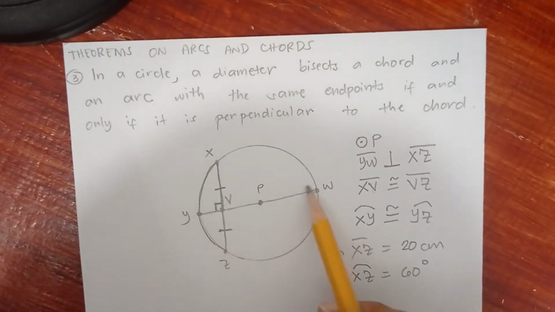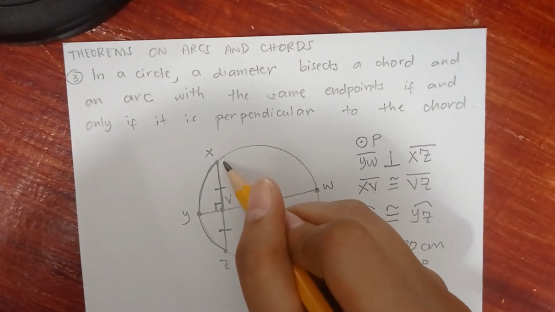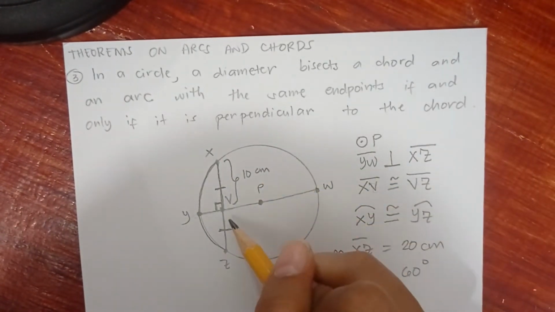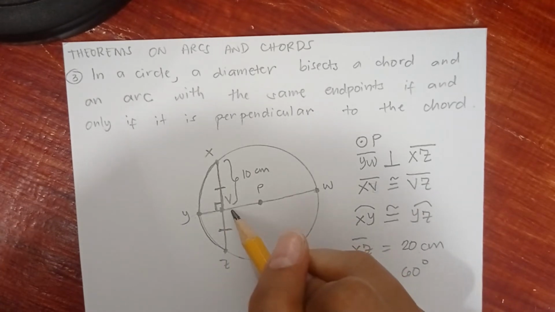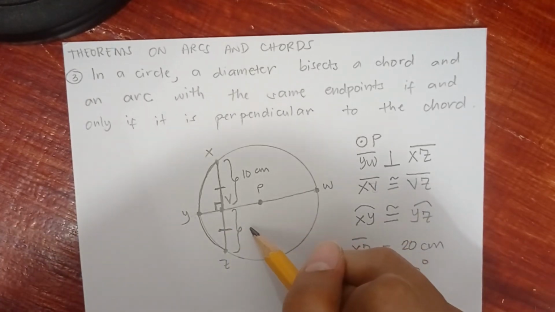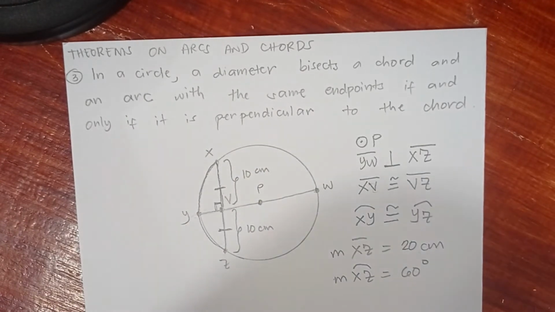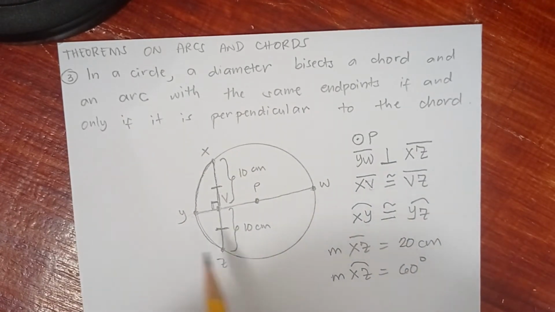Pero binisect siya ng diameter na to, ibig sabihin, the measurement of line segment XV, from this point to this point, is only 10 centimeters. And yung VZ, from point V to point Z, that is also 10 centimeters. Dapat equal sila sa isa't isa. At sabi natin, yung measure ng ating arc XZ is 60 degrees dahil nga binisect. Pag sinabing bisect, hinati into two equal parts.